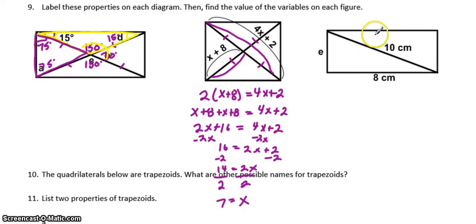This third one looks more challenging. We have one diagonal, one side, and we're asked to find the other side.